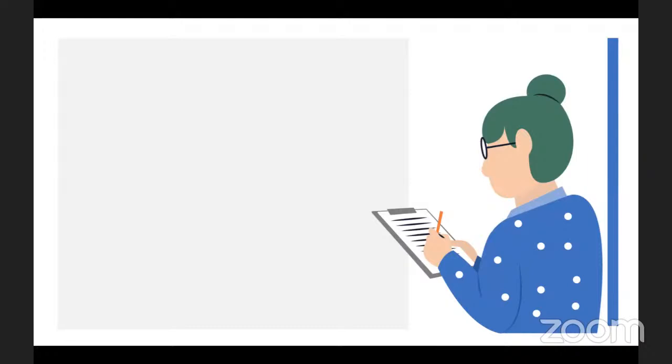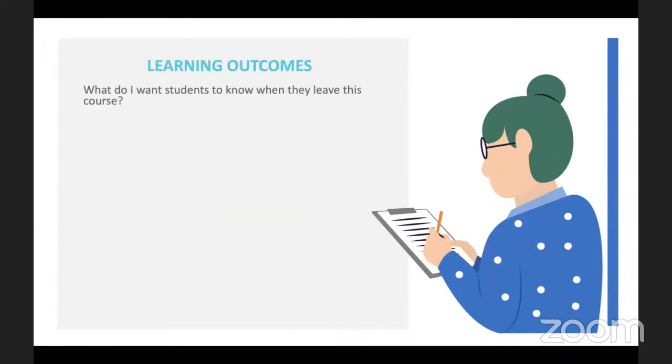Types of questions: subjective, objective. It should be a very good, nice question bank that you should have to make your assessment more comprehensive. When a teacher starts thinking about his or her course, there are three important questions the teacher has to ask herself or himself. What do I want the students to know when they leave this course?